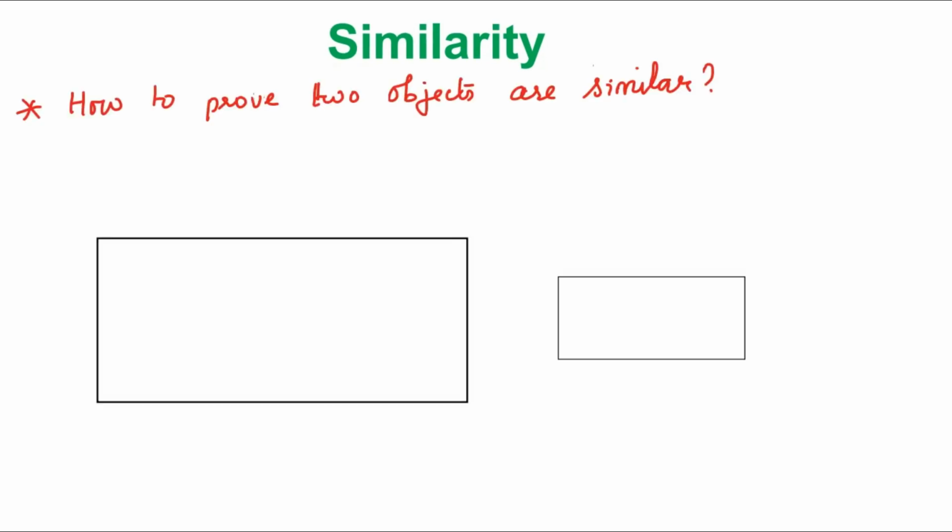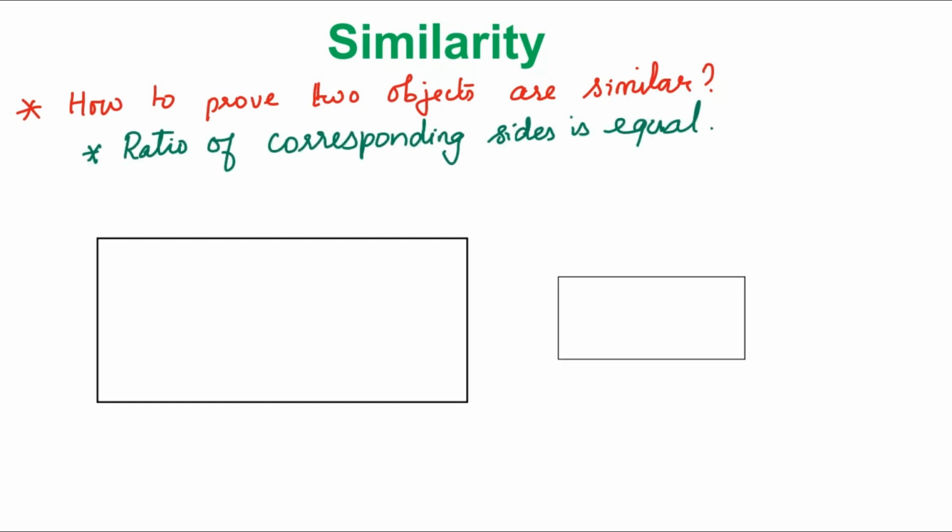So how to prove two objects are similar? Two rectangles. If you consider this side, this is the corresponding side of the other object. That is the other rectangle. To show that two non-triangle objects are similar, you need to show that their corresponding sides are in proportion. So for this side, the corresponding side is this one. We have to prove these sides are in proportion.